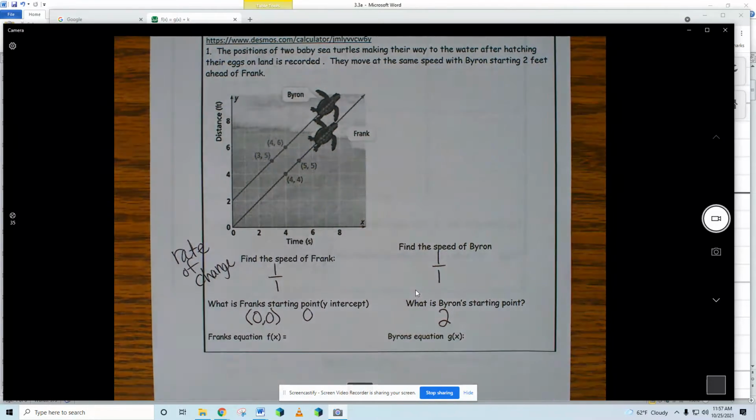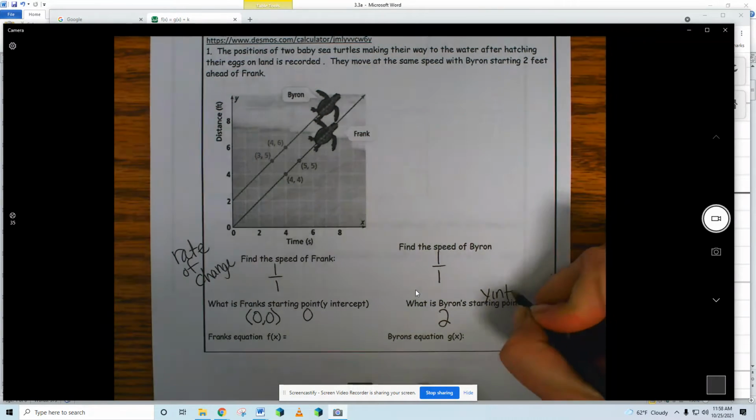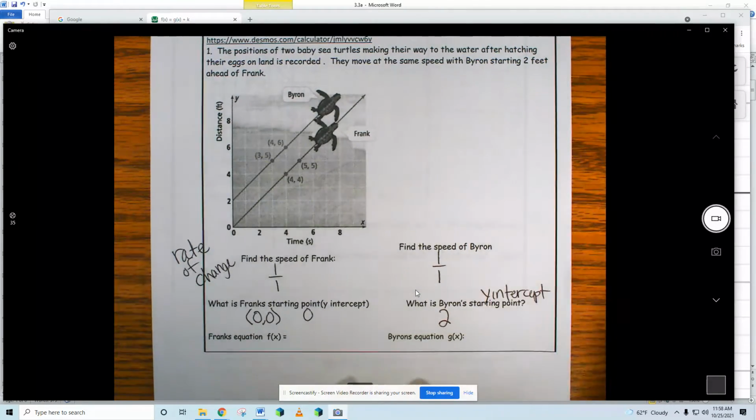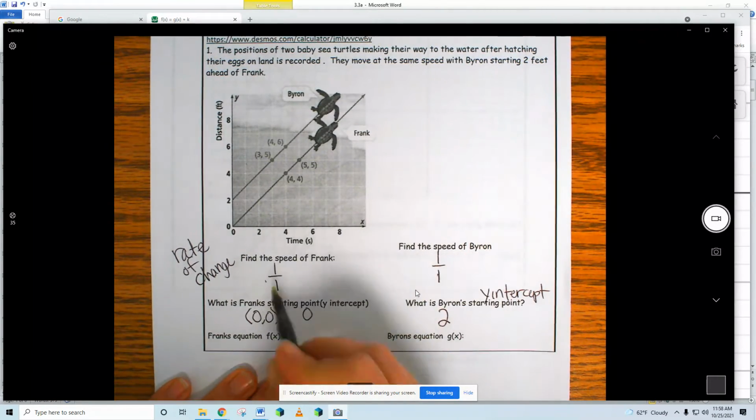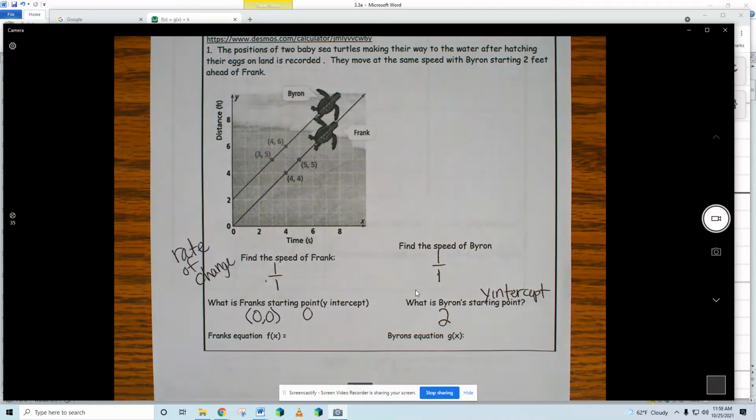So, now I need to put together my mx plus b. Because if my starting point is the same as my y-intercept, then I'm able to write an equation for Frank and an equation for Byron. So what's Frank's equation? F of x equals slope mx plus b. Slope x plus y-intercept.